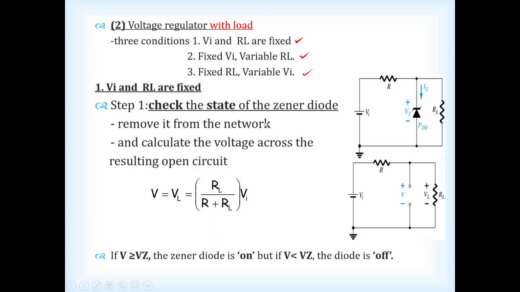Step 1, we have to check the state of the Zener diode: remove it from the network and calculate the voltage across the resulting open circuit. So what it means here is we do KVL over there. If we do KVL here, it's basically a voltage divider.